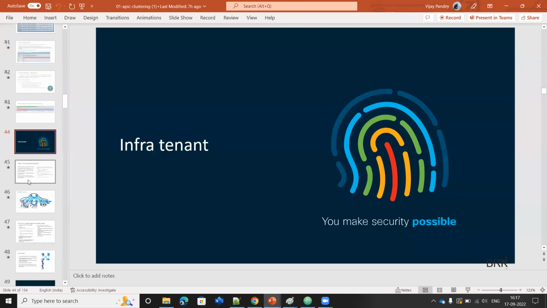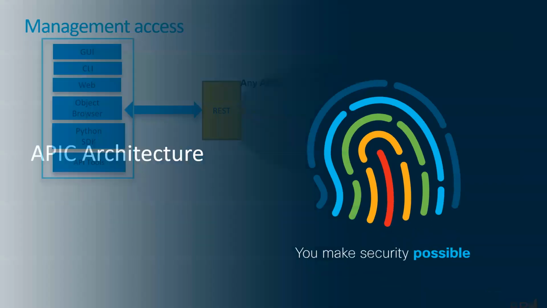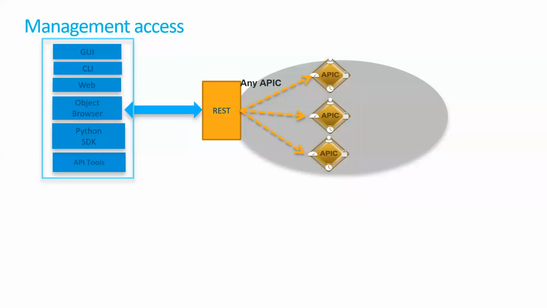So let's start talking about the architecture here, how the APIC architecture works. The major topic. When you log in to the APIC for the first time, you have multiple choices to handle your entire APIC. First is the UI interface, second is CLI, third is the web interface. And apart from these three, everything is API based.